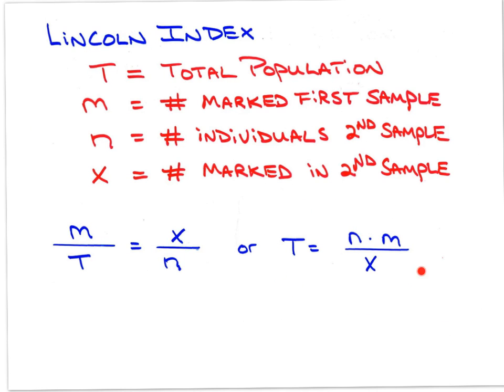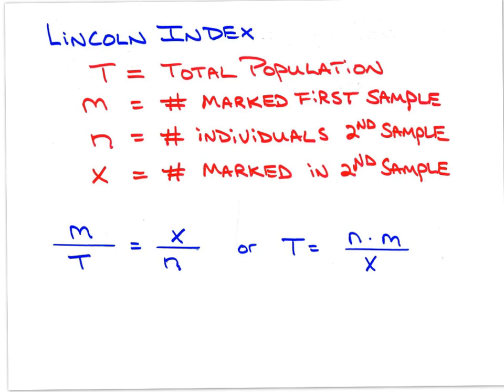Here is the Lincoln-Peterson equation. T is the total population. This is the unknown, what you'd like to get to know. M is the number of marked individuals from the first sample. N is the number of individuals in the second sample. And X is the number of marked individuals in the second sample.